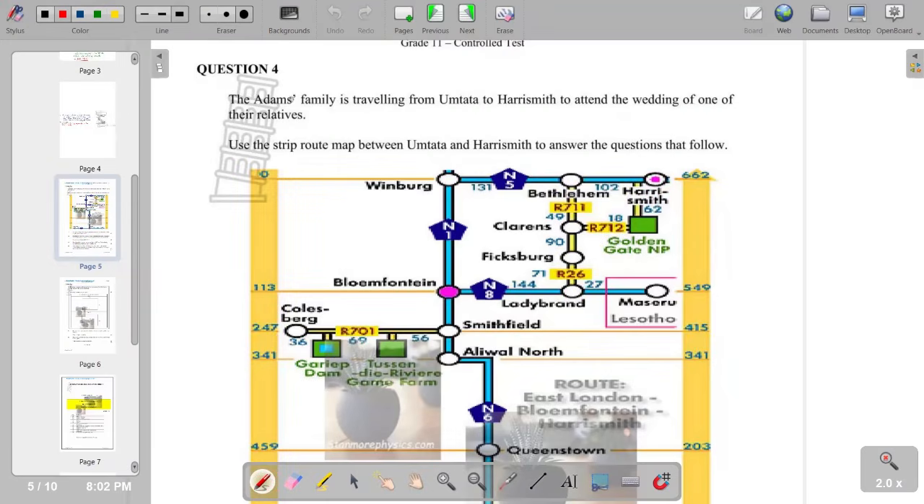Moving on to our question 4. It reads, the Adams family is traveling from Mthatha to Harrismith to attend the wedding of one of their relatives. Use the strip route map between Mthatha and Harrismith and answer the questions that follow. So we're given the map that we have here and that you need to go through before you answer the question.